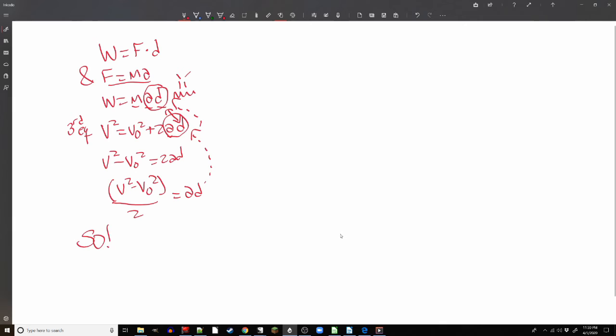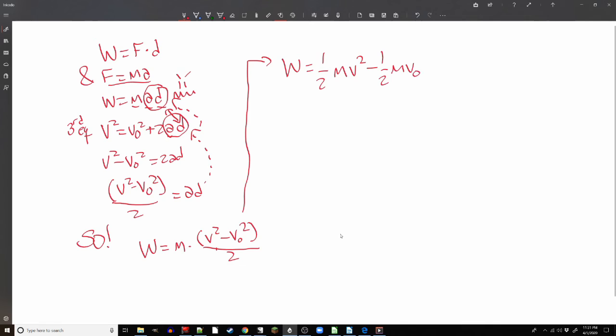With that done, we can actually sub that expression, ad equals (v squared minus v zero squared) all over 2, back into work equals mad for ad. And we're going to get this: work equals m times the quantity v squared minus v zero squared over 2. We can distribute the over 2 and the m into the parentheses, and we're going to get this nice looking expression, which is work equals 1/2 mv squared minus 1/2 mv zero squared, which if you did the reading last week or 2 weeks ago or whatever it was, you'll recognize as kinetic energy, or really it's the change in kinetic energy. It's final kinetic energy, 1/2 mv squared, minus initial kinetic energy, 1/2 mv zero squared. So really work is the change in kinetic energy. And there's our kinetic energy formula as well, which is really nice.